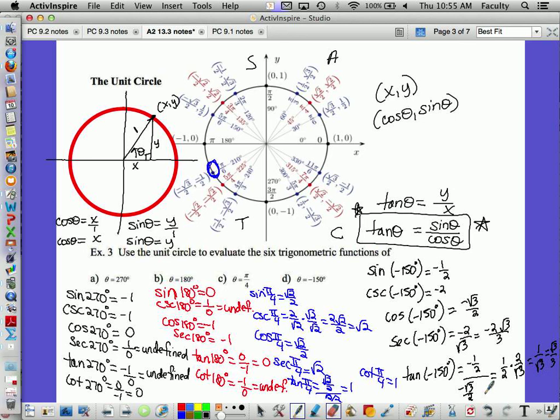But when I go to do cotangent, you can use any step along the way, because these are all equal. So do you understand that cotangent is just going to be radical 3? Why flip and rationalize again when I had 1 over radical 3?